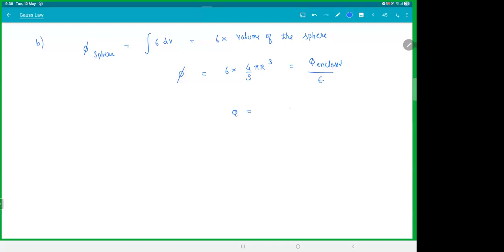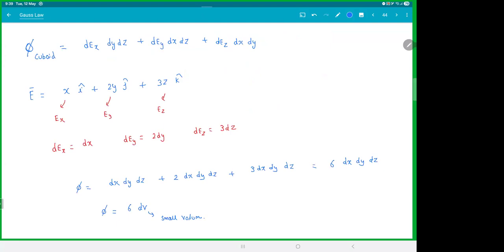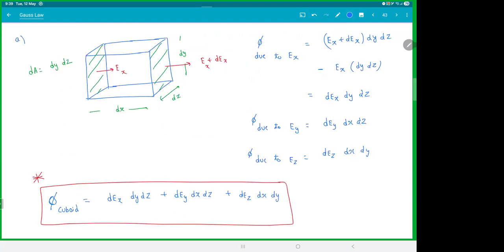So Q would be, how much is that? 24 pi r cube by epsilon. So this much charge was there in the cube. But please have a look at this. All got this idea there? This is not an easy one. This is a really good one. This would be proper advanced stuff.